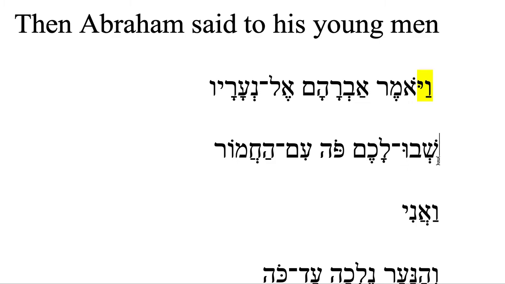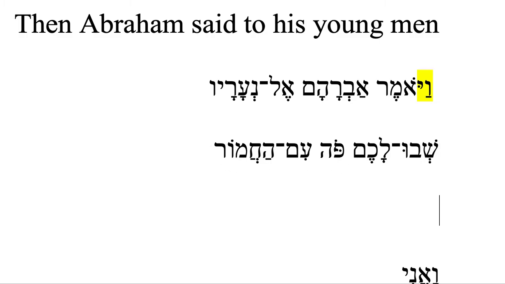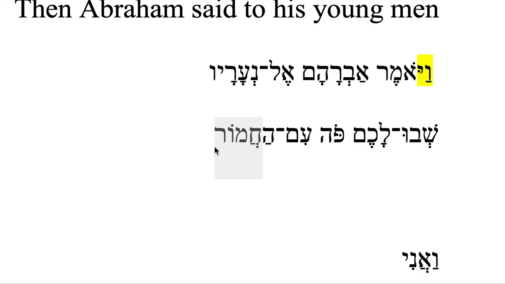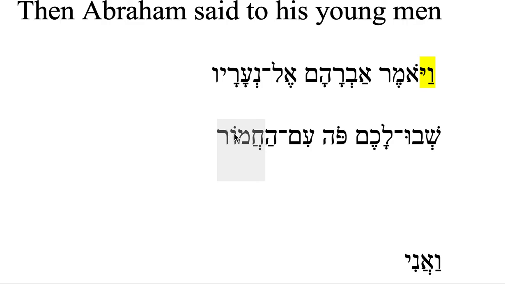He said, Shvu lachem po im ha-chamoro. The question is, where is the verb? Chamor, I don't think it was on your vocabulary yet. It will for sure be next semester. Chamor means a donkey. Im, you know, is a preposition, with.